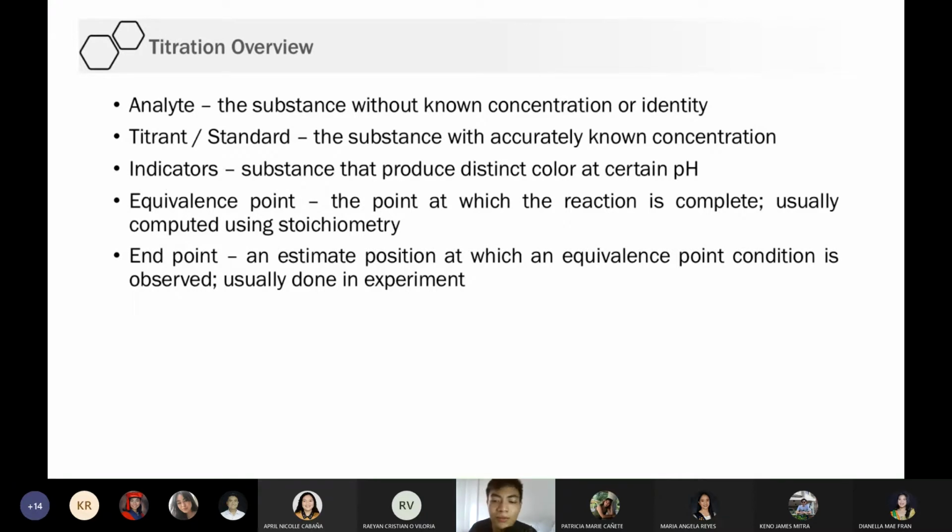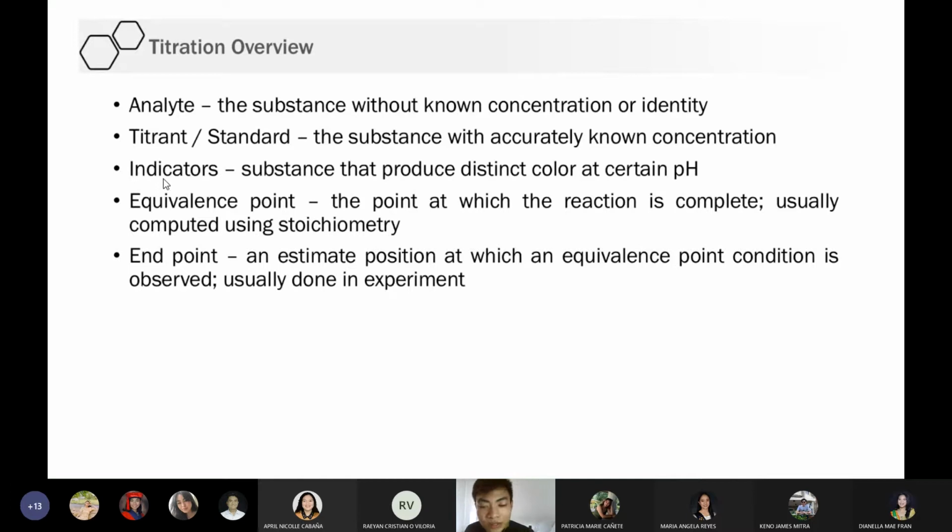Now, these are organic molecules that respond to pH changes. And depending on what pH yung solution, may corresponding color doon. Okay? Makikita natin next meeting yung mga iba't ibang uri ng indicators. Okay? So, yun lang yung idea.